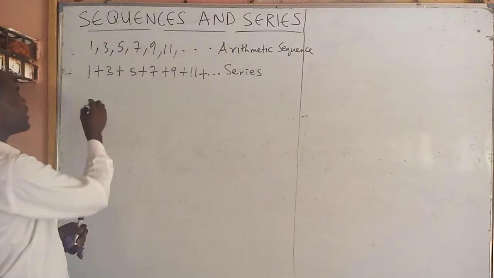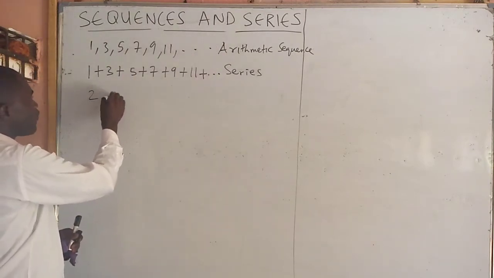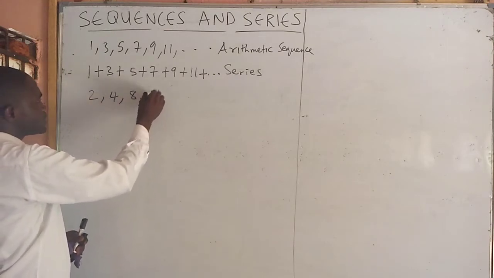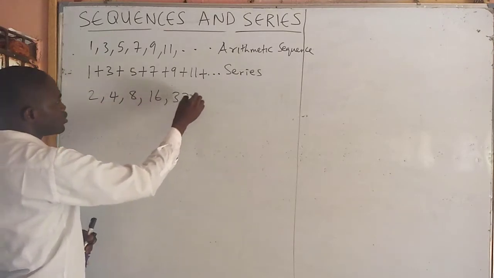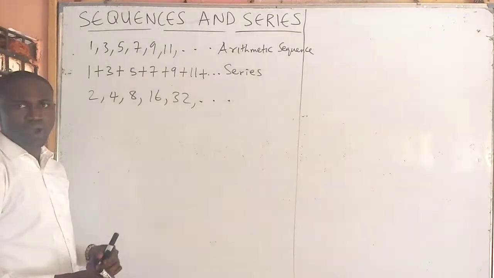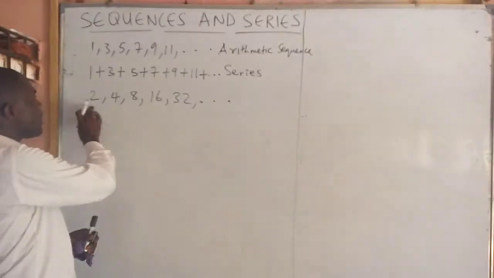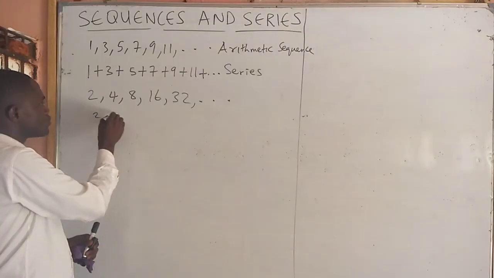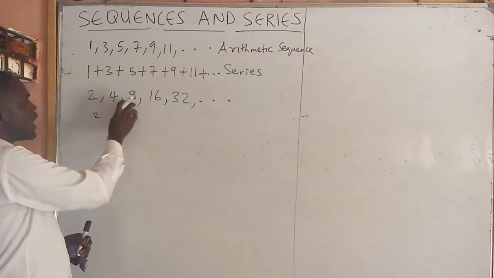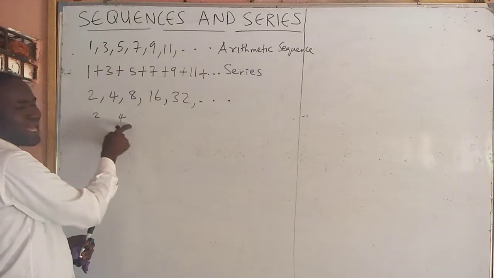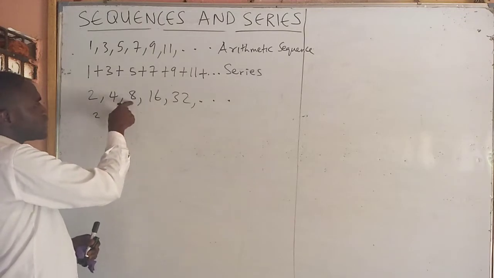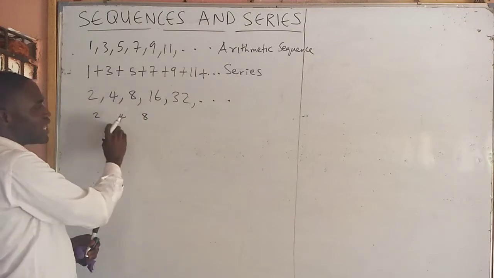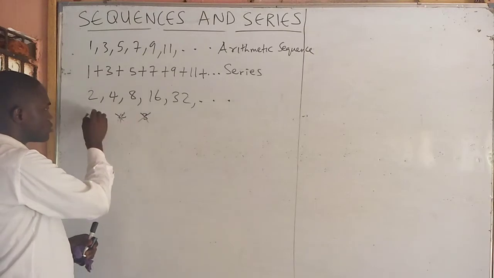What if you have something like 2, 4, 8, 16, 32, ... Is it a sequence? Let's check. 4 minus 2, 2. 8 minus 4, 4. Are they the same? 16 minus 8, 8. Are they the same? No.